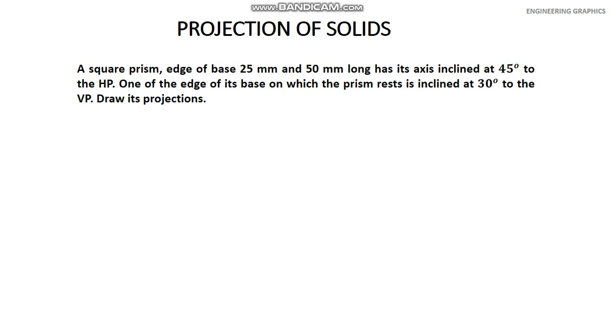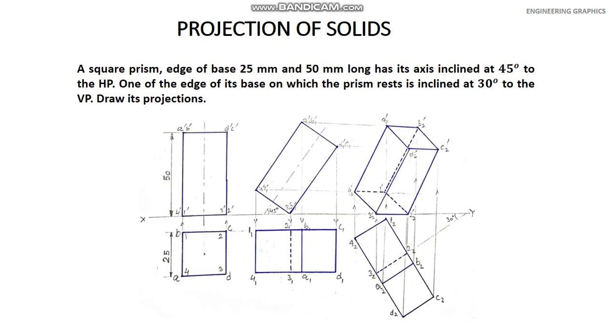So when the axis is inclined to both HP and VP, it cannot be solved in two steps. We have to use three steps to solve the problem. So this is the solution of the problem. First of all, you should assume a square prism is resting on its base on HP and the axis is perpendicular to HP and parallel to VP.